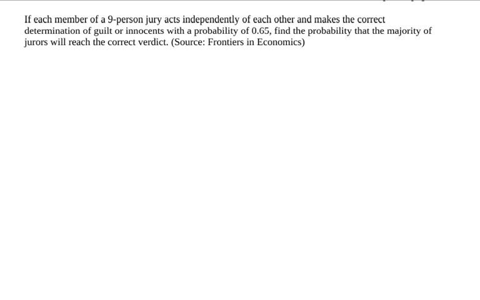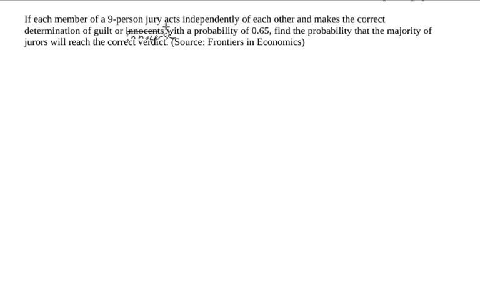If each member on a 9-person jury acts independently of each other and makes the correct determination of guilt or innocence, whatever, I'm misspelling it anyway, with the probability of 0.65, find the probability that the majority of the jurors will reach the correct verdict.